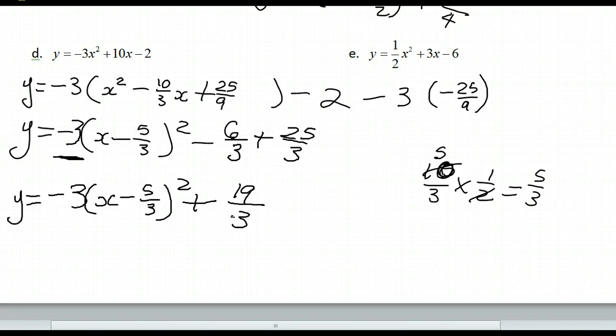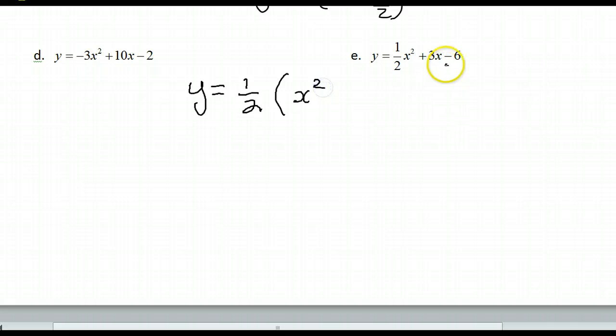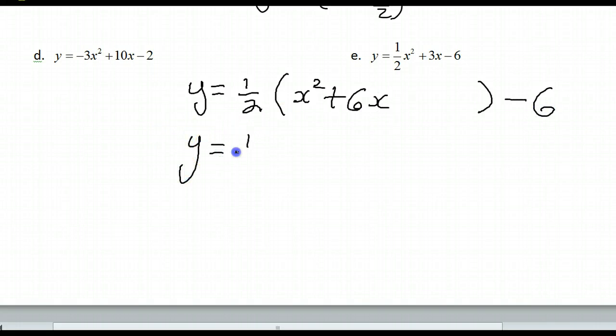Okay, it's always fun when fractions are involved, but you just work through, you follow each step carefully, and you're good to go. Okay, last one, y equals, we need to factor the 1/2 out, x squared. Now I got to divide by a half, or really I say half of what is going to give me 3? Half of 6. So that'll be a 6x, leave some room, and the minus 6 on the end. Okay, next step, we put the half. Remember last time I forgot to put the 3, I put the negative but without the 3.